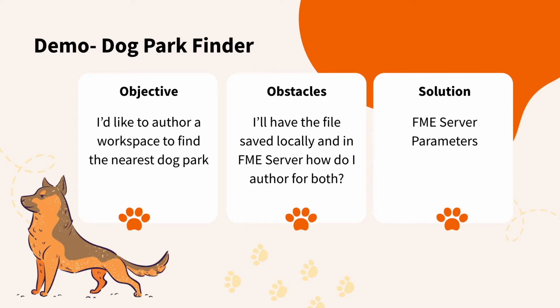For my demo, I'm going to make a workspace to find the nearest dog park. To do this, I'll have to have a file saved locally with the locations of all dog parks across Vancouver. So how do I make a workspace in FME Desktop knowing that my file will eventually go to FME Server? How do I author my workspace in FME Desktop so it's accessible in FME Server as well? Well, the solution is to use FME Server Parameters, and I'll go through that in my workspace.